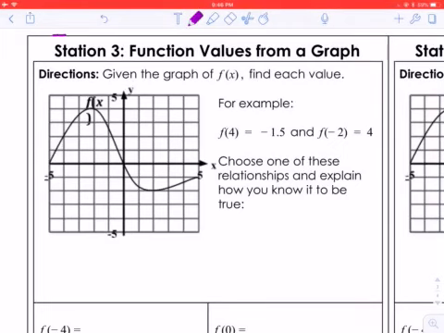Hi guys, this is station 3, so make sure you got the right paper. This is about function values from a graph. So we're pretty comfortable with them from equations. We're also going to check out from a graph.